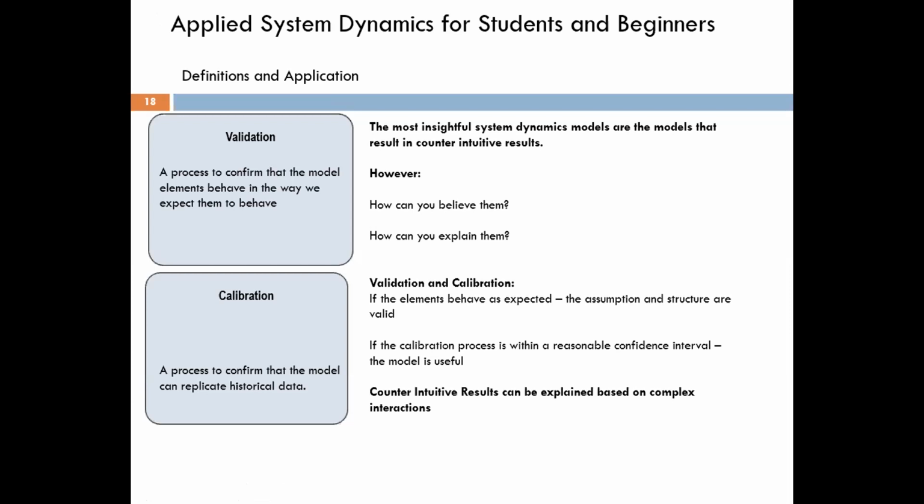And then if we look at the calibration process, it's basically the process that confirms that the model can replicate the historical data. So if our assumptions and our structure is valid, then the calibration process should give us a reasonable confidence interval about the history, which means that this becomes a useful model. And then suddenly we can start explaining the counterintuitive results that we get because of complex interactions.